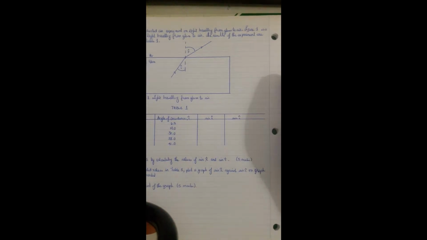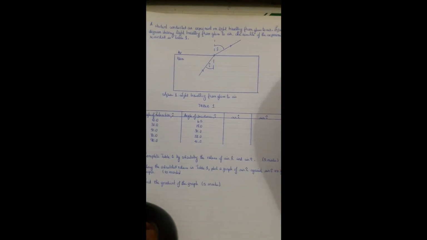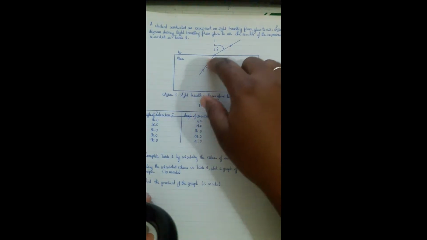A student is conducting an experiment on light traveling from glass to air. Figure 1 is a diagram showing light traveling from glass to air. The results of the experiment are recorded in Table 1. So you would draw it: this is the glass, this is the air. If you've never done this experiment before, you might not know what we're talking about.